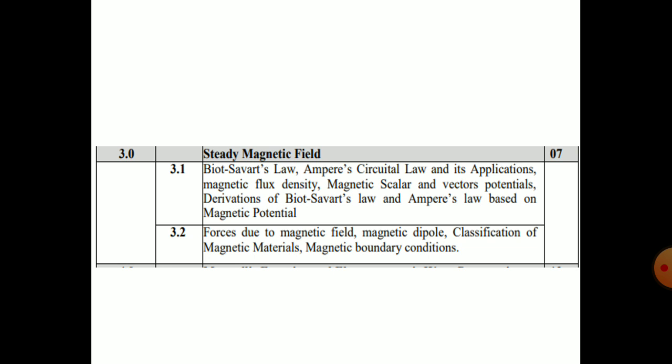Up till now in the electric field we have studied two laws: Gauss's law and Coulomb's law. Now in the third chapter there is Biot-Savart's law. Next is Ampere's law. How it is related, that we will study in that chapter. Next is applications of magnetic flux density.